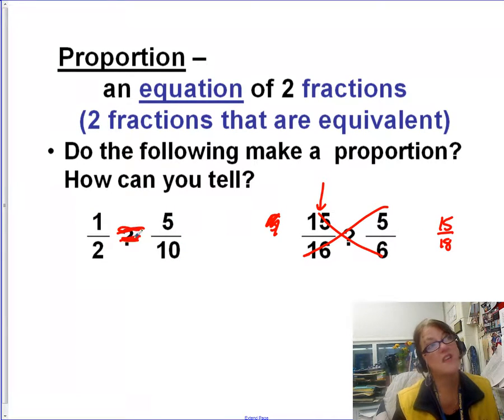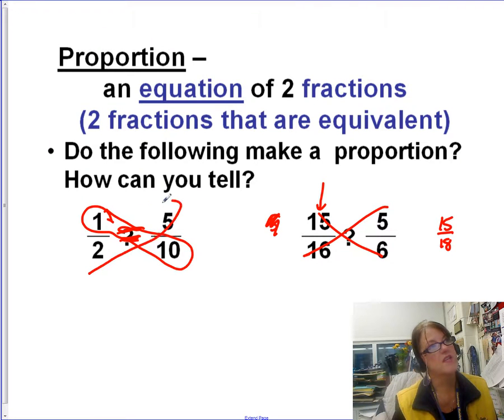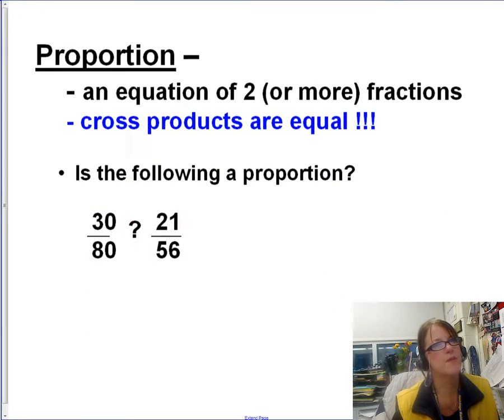Sometimes you can just see it. I know that 5/10 is 1/2. Boom. Yes. You can also, though, take note that the cross products will always also be equal if it's a proportion. On this one, which we said, it's not equal. 15 times 6 is 90. 16 times 5 is 80. They're not equal. It's not a proportion.